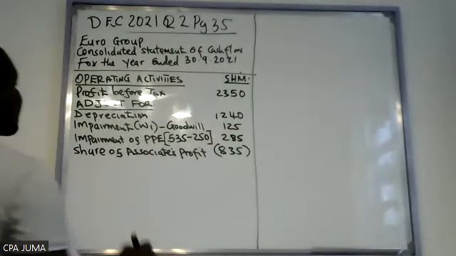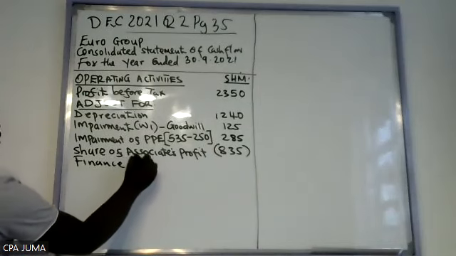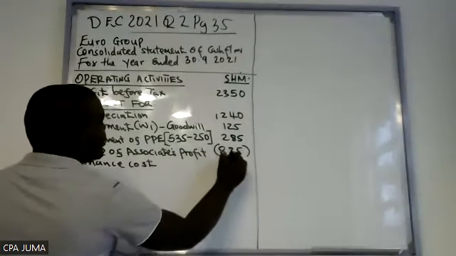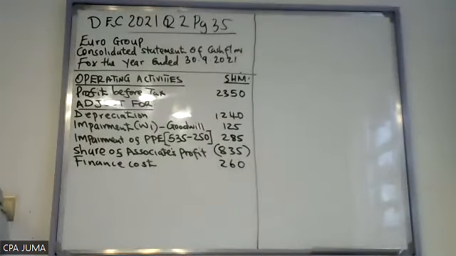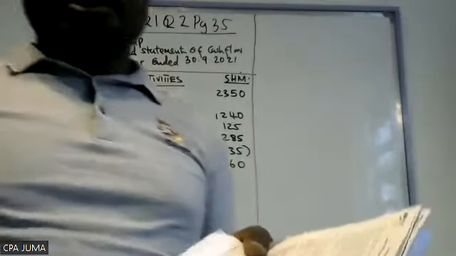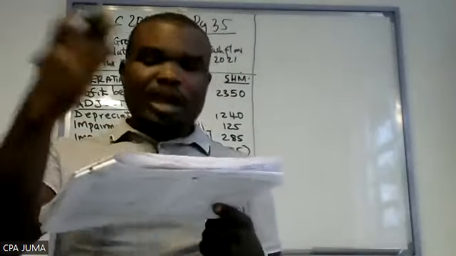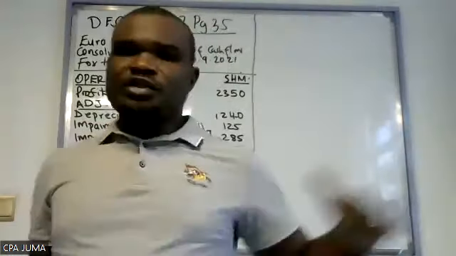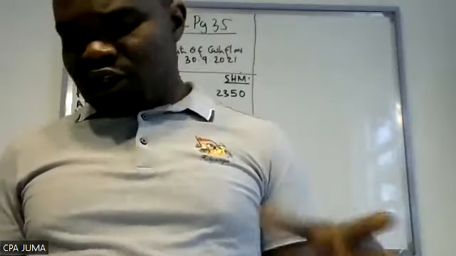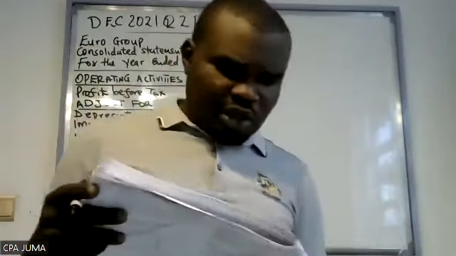Then finance cost, you add back 260. You see, up to here, you did not require any working. Then for P&L items, you go to the notes and check if there is anything which might have been included somewhere fishy in the admin, distribution or cost of sales. You deal with them. Check notes.